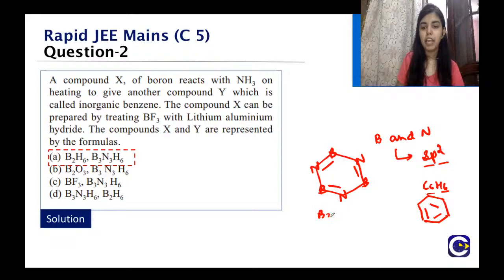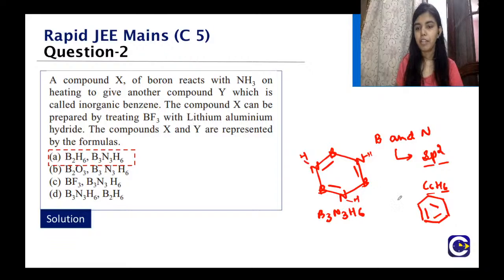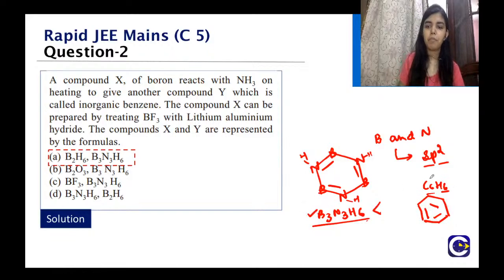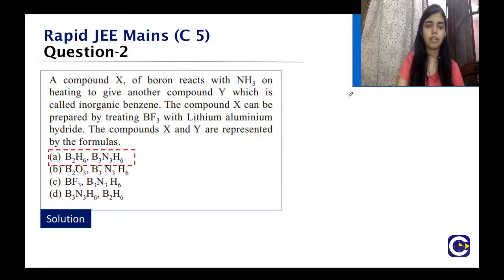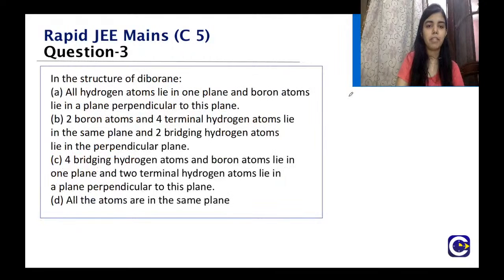If you compare the aromatic character of inorganic benzene, B3N3H6, and C6H6, B3N3H6 is less aromatic than the organic benzene. This is very important, right? Because here if you see carbon, carbon, carbon, carbon, delocalization is taking place fully, but here partial delocalization of electrons takes place. So the aromatic character of inorganic benzene is less than that of the organic benzene, that is C6H6. So this was all about inorganic benzene.